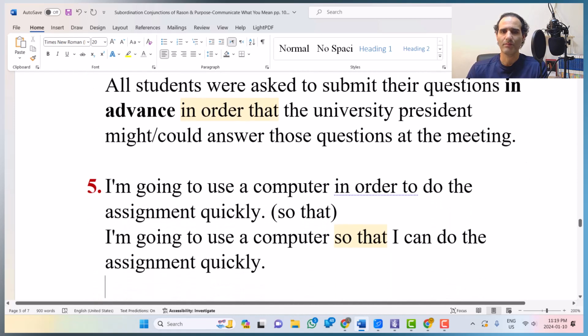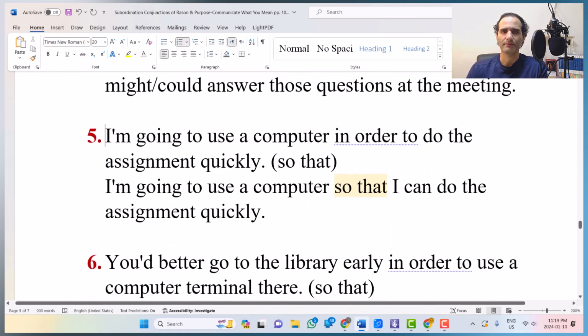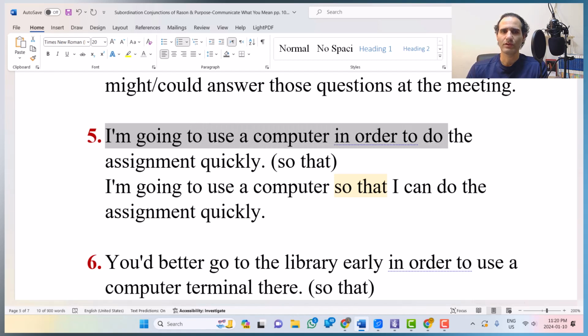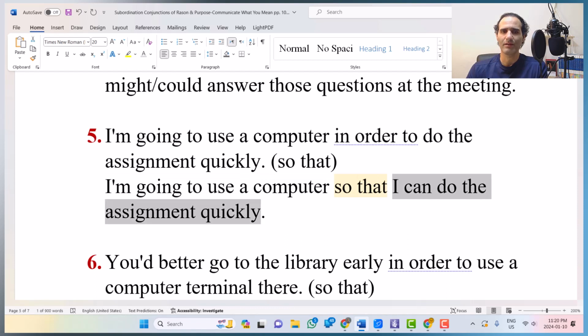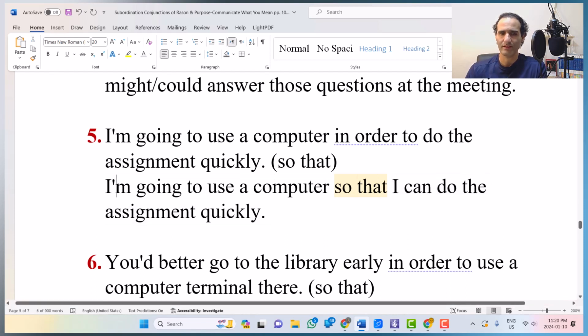Number 5. I'm going to use a computer in order to do the assignment quickly. Instead of in order, so that. I'm going to use a computer so that I can do the assignment quickly. So it is present or future tense, and we use can for it.